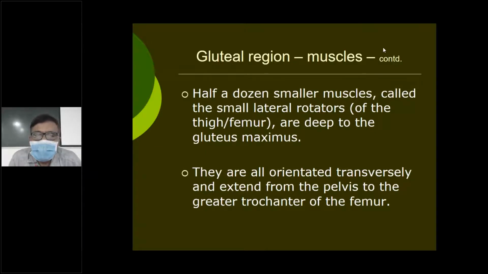So now we'll continue the learning of the muscles. Half a dozen smaller muscles called the small lateral rotators of the thigh are deep to the gluteus maximus. They are all orientated transversely and they extend from the pelvis to the greater trochanter of the femur. So let us see them.